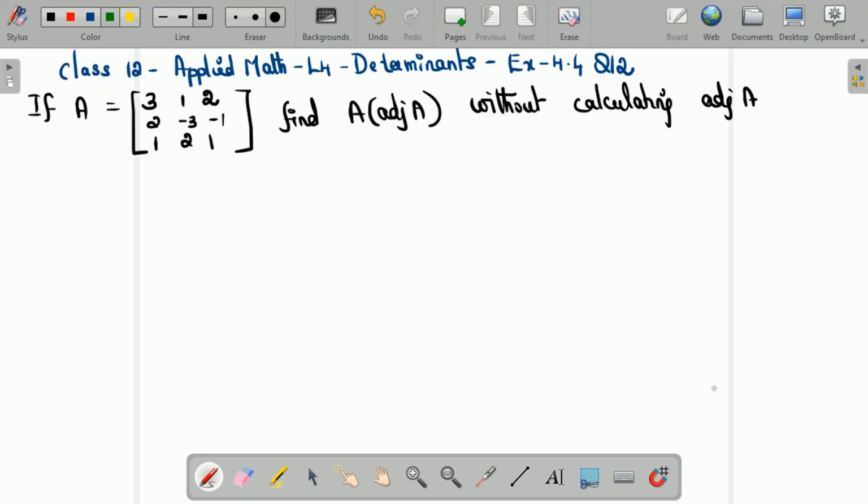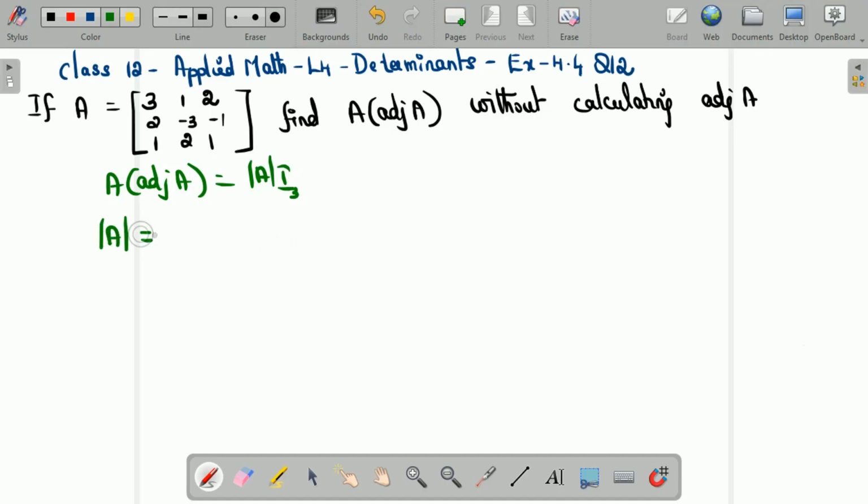In this video, let's find the solution for the 12th question in exercise 4.4. If A is the given matrix, find A into adjoint of A without calculating adjoint of A. So there is a basic property that A into adjoint of A is going to be equal to determinant of A into I. In this case, it's a 3 cross 3 matrix, so I3. So all I need to do is find out what is the value of this particular matrix and I will be able to calculate it.